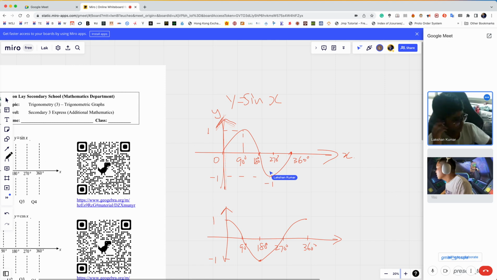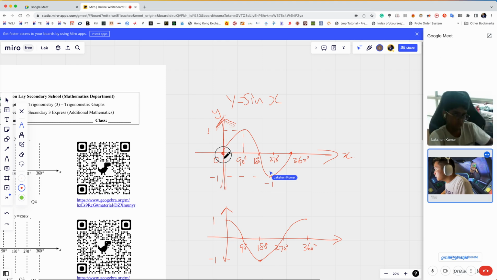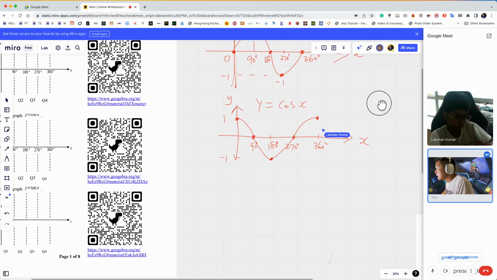Okay, by the way, these points are called the key points. You have to label before you can sketch. That's where your French curve, the small one, comes in to sketch a good curve. This is your y equals cosine x. And then, of course, the last one is tangent.